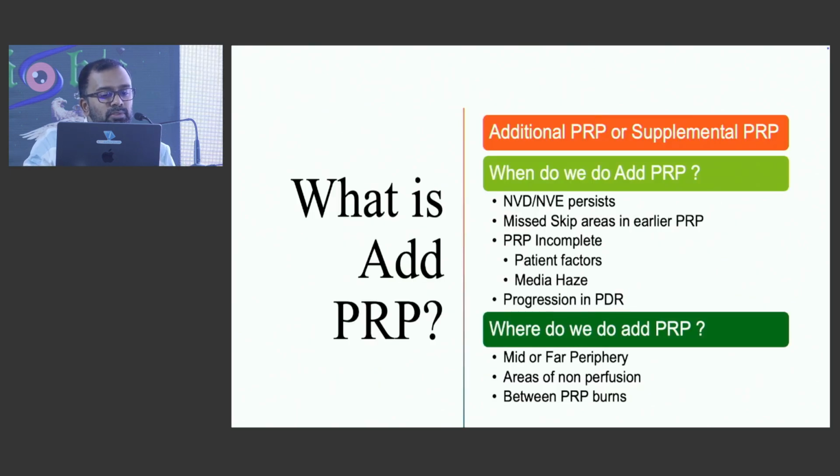There's another term called an add PRP. So these are additional PRP or a supplemental PRP. We do these when you have neovascularization persisting, where there are missed skip areas, or if the PRP was incomplete, either due to patient-related factors, or if a cataract was there and now after the cataract surgery the view is better, or even if there is progression of the PDR. We do add PRP mainly to the mid or the far periphery, or in areas of non-perfusion, or even between the PRP burns.